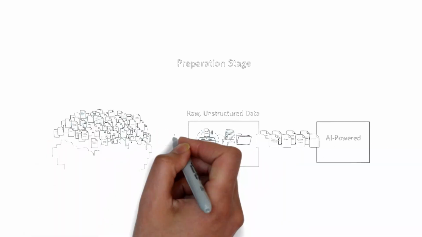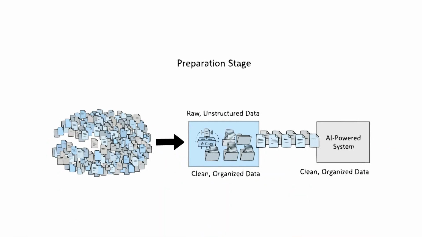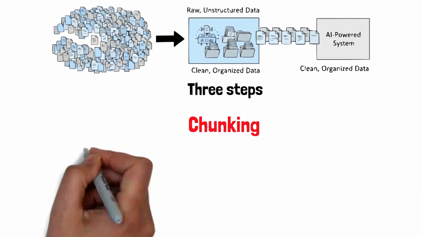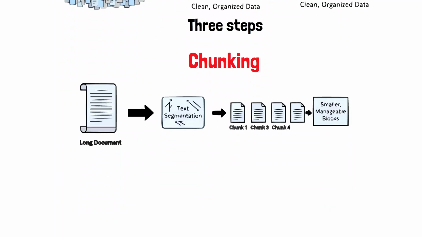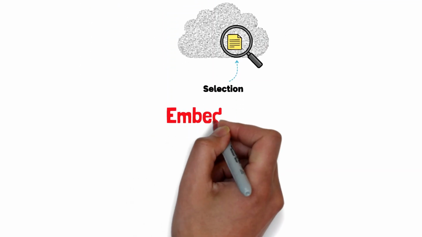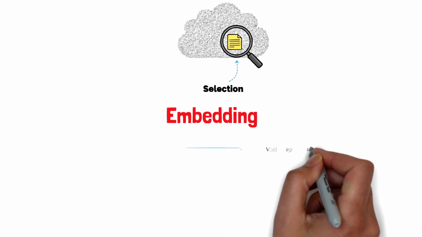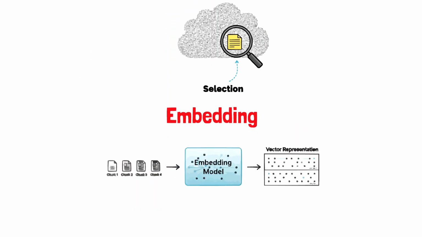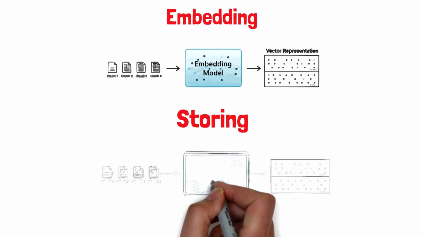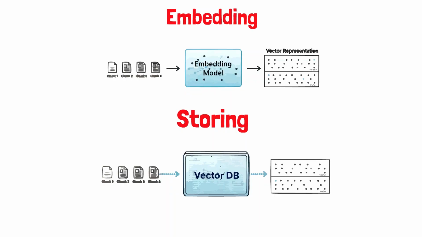Before you can retrieve information, you need to index it. This happens in 3 steps. First is chunking, where long documents are broken into smaller pieces so you can retrieve precise snippets instead of entire files. Second is embedding, where each chunk is converted into a vector using an embedding model. Third is storing, where those vectors and their original text references are saved inside a vector database.